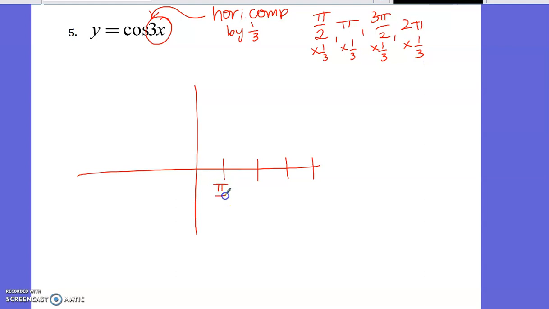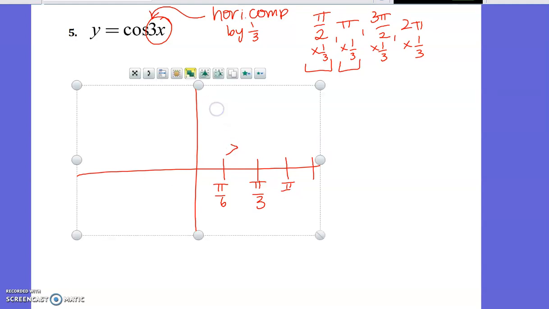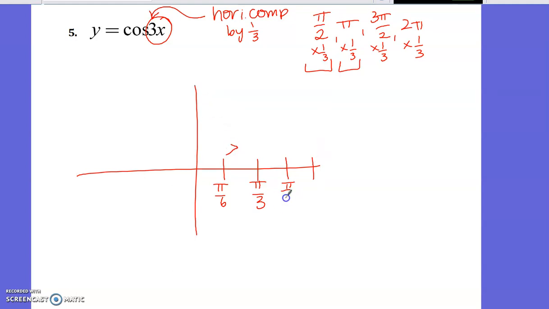So this will be pi over 6 when we do pi over 2 times 1/3. Pi times 1/3 is pi over 3. 3 pi over 2 times 1/3 is pi over 2. And then 2 pi times 1/3 is 2 pi over 3. Okay, and then just going the other direction, it will just be these but negative.